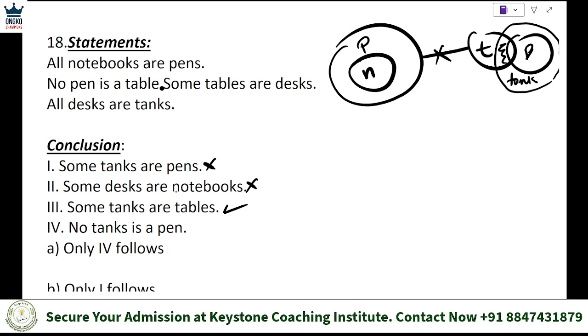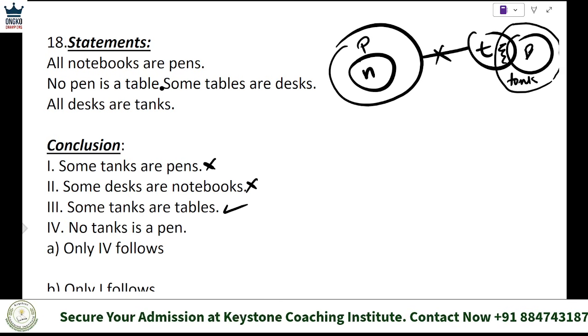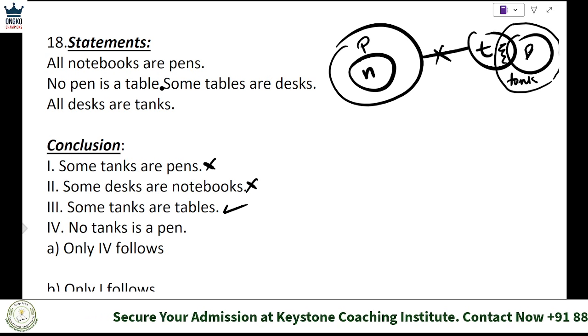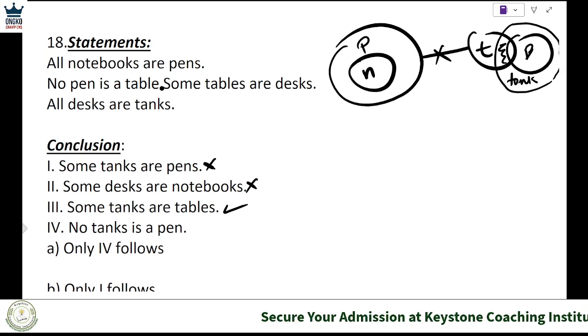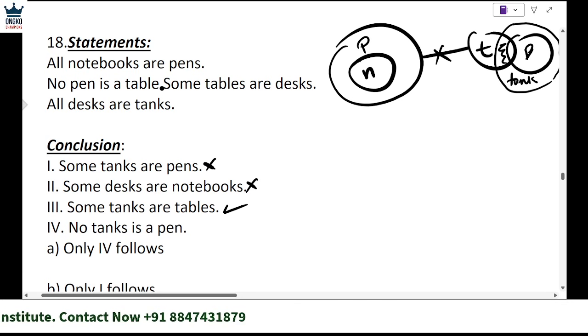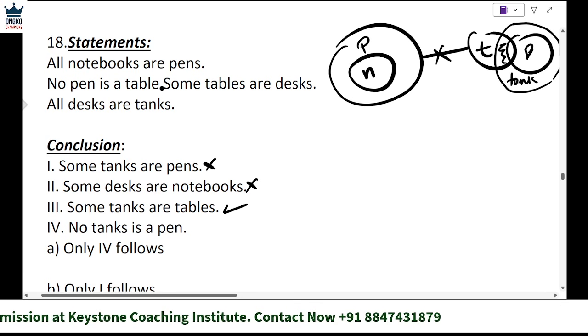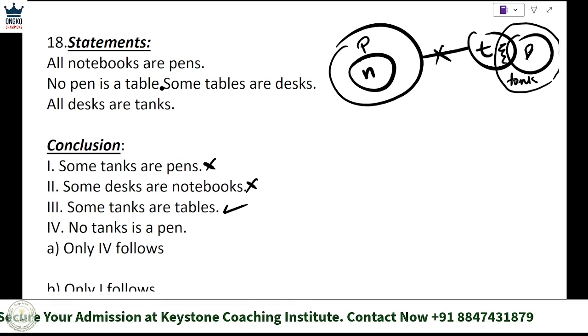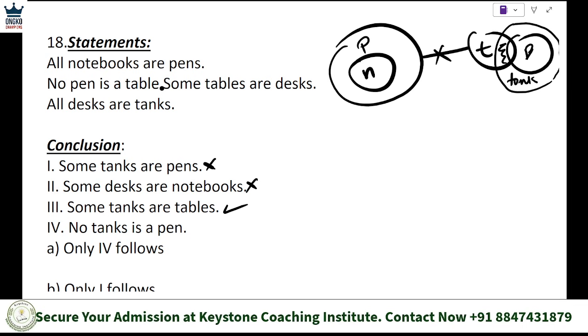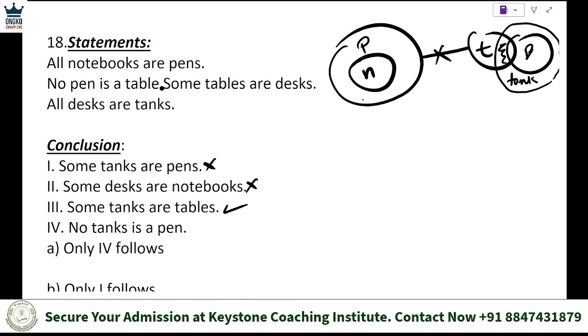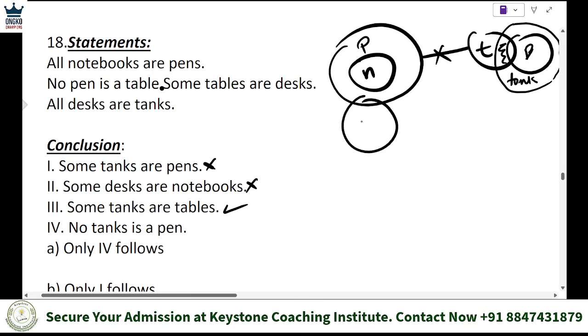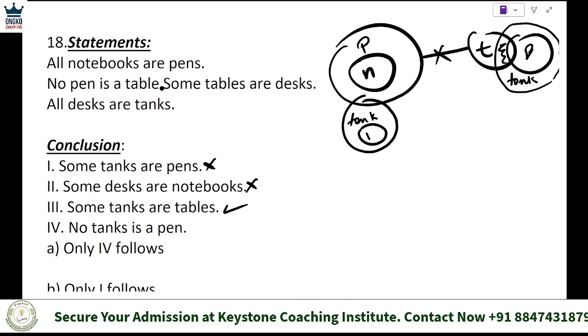Here the word is no, which is a negative word. For a negative word we will rearrange the diagram, but again we will not violate the statements. So no tank is pen: we check whether tank and pen can touch or not. I think it is possible. So here is the tank, under it is dex.